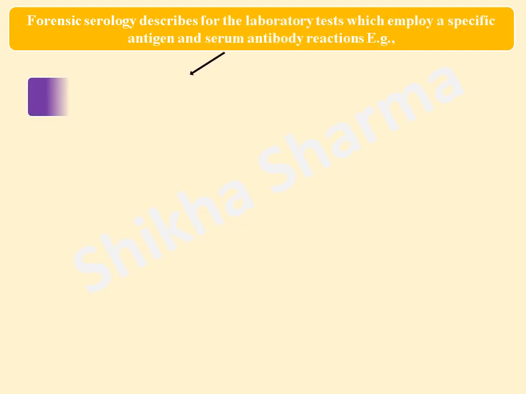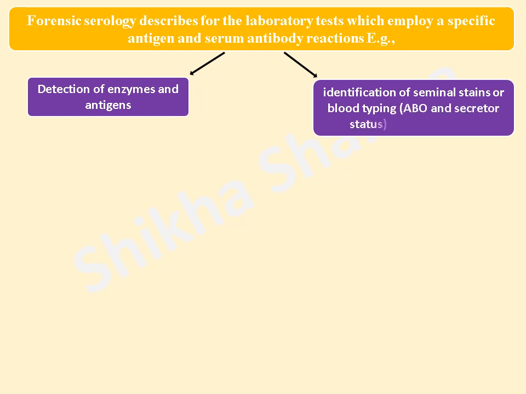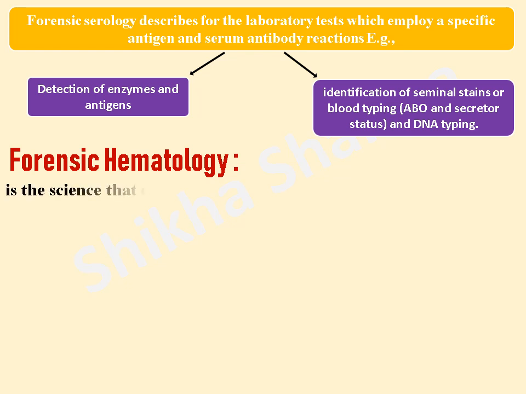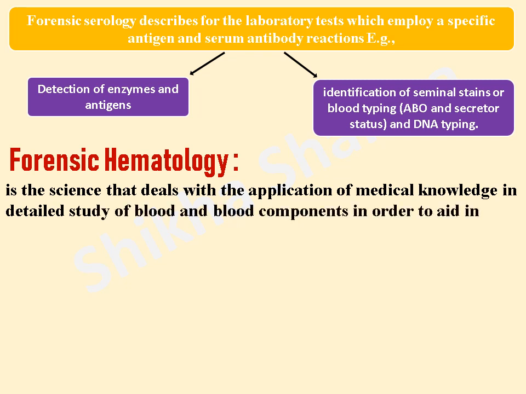The field generally is comprised of the detection of enzymes and antigens, as in the identification of seminal stains or blood typing, ABO and secretor status, and DNA typing. Forensic hematology is the science that deals with the application of medical knowledge and detailed study of blood and blood components in order to aid in solving criminal and legal questions.